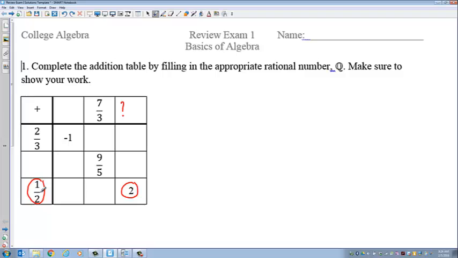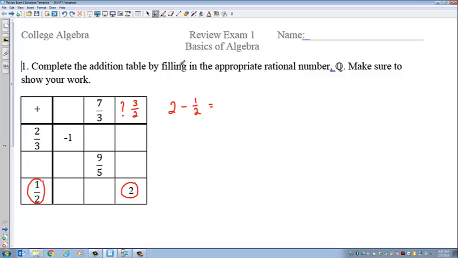So if you want to figure out 1/2 plus what equals 2, it's sort of like 50 cents plus what equals $2. You know it's $1.50. So this should be 3/2. If you didn't know that, you'd have to take 2 minus 1/2. The reason for that is because 1/2 plus question mark is equal to 2. So you do 2 minus 1/2 to get question mark.